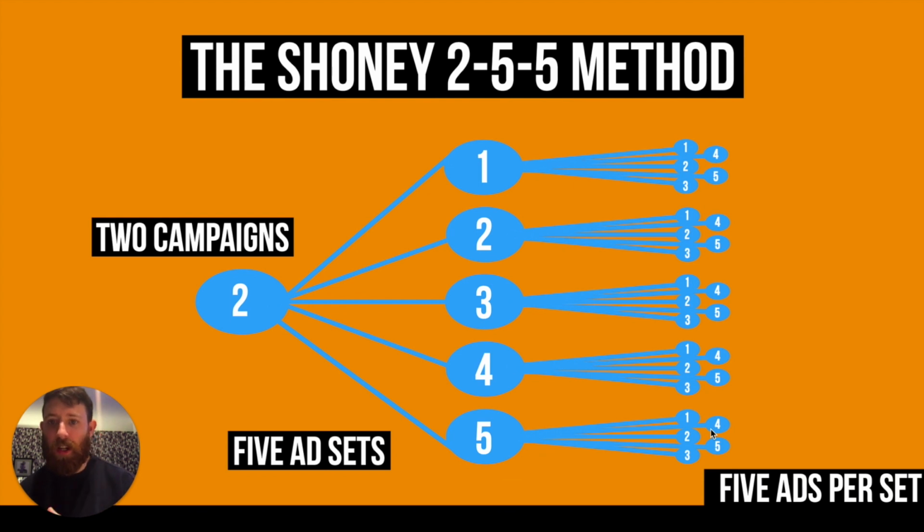So let's start at the very start here. One campaign becomes 2 campaigns. So why do we do 2 campaigns instead of 1? Well, we have one campaign for our warm audiences, and we have one campaign for our cold audiences. Why do we split them up?